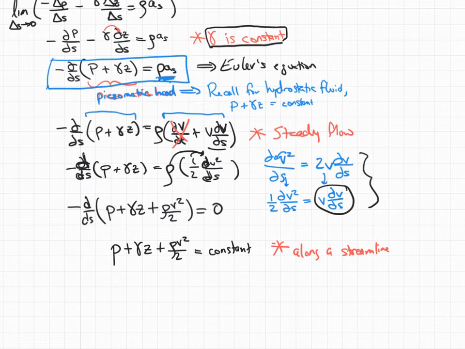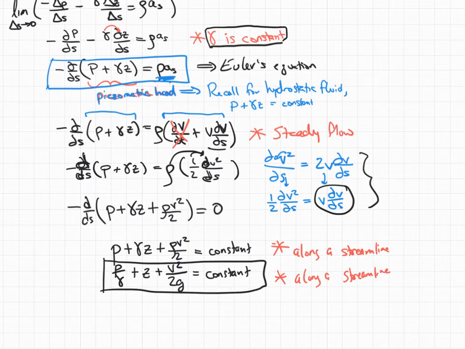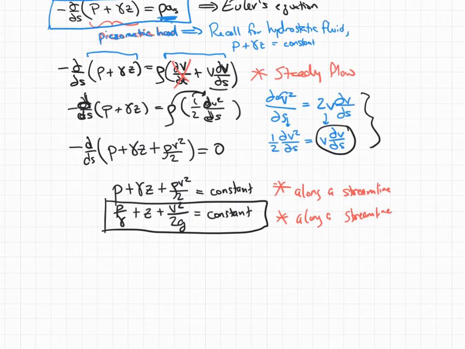Another, more typical way is that we divide this whole thing by gamma. So we end up with p on gamma plus z plus v squared on 2g, remembering that gamma is rho g, equals a constant. Obviously that's a different constant, but it's not really important. Again, this is along a streamline, and this is one of the common ways we will use this. Before I continue, I want to think about these terms.